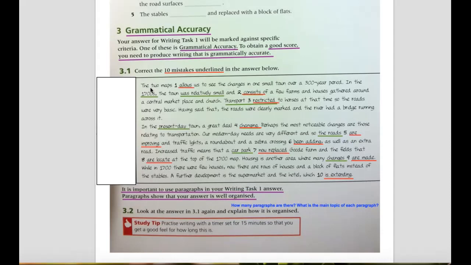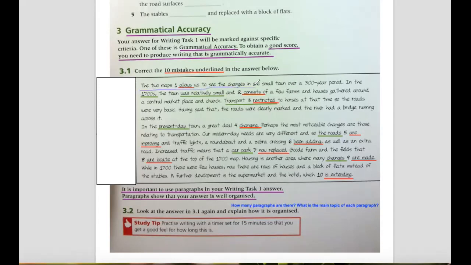So first of all, let's look at the first sentence. Okay, there's some mistakes here that have been underlined. We're going to check those afterwards. First of all, let's look at the structure. So it says the 2 maps allow us to see the changes in one small town over a 300-year period. So this is the first sentence.